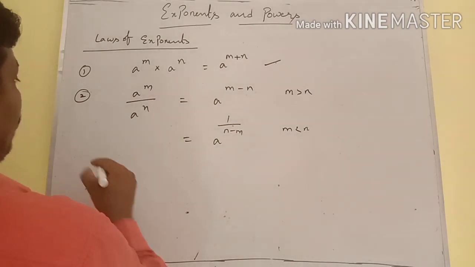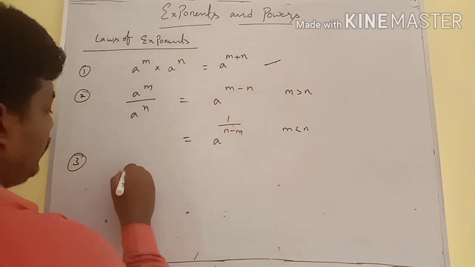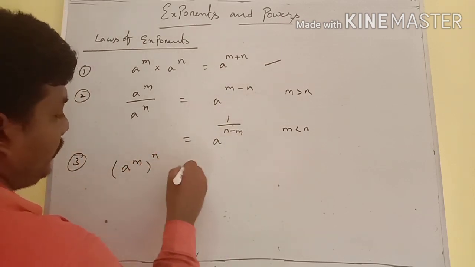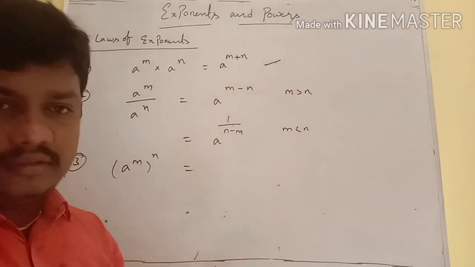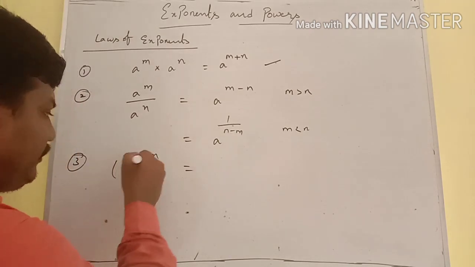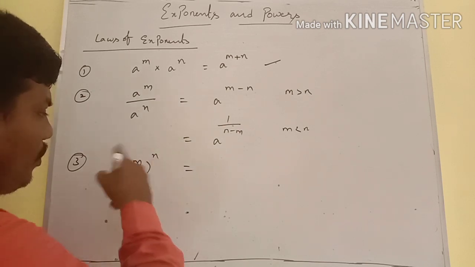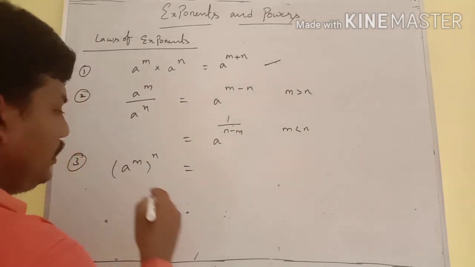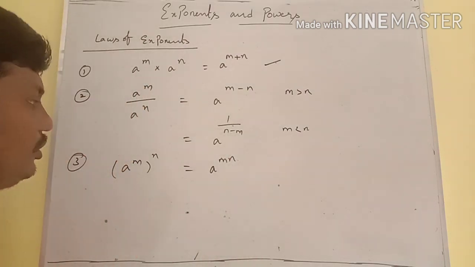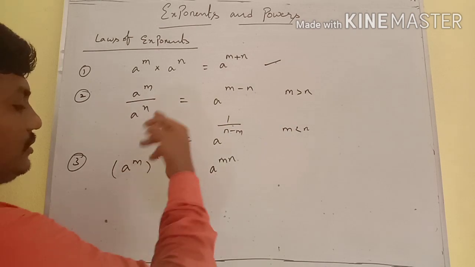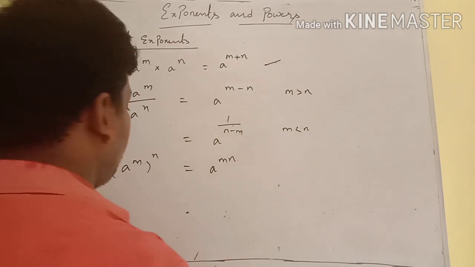These are called exponential formulas. Now coming to the third formula of the laws of exponents: a power m whole to the power of n. A power m means a is multiplied m times, and then the whole is taken n times. That means it will become a to the power of mn. The powers will become products.